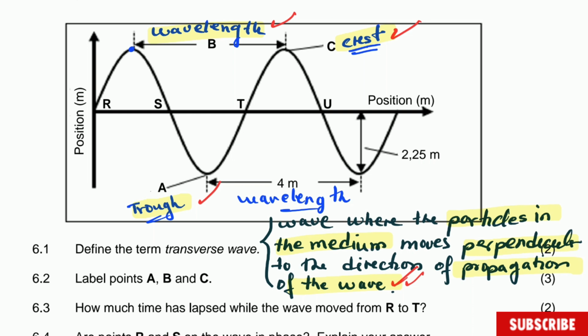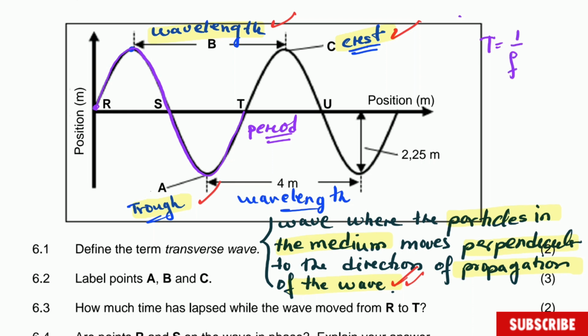Okay? How much time has elapsed while the wave moved from R to P? Now, R to P, you can see from the starting of the wave, from here to there. That is 1 wave, and that in terms of time will be the period. It will be the time for 1 wave. Okay? Now, how to calculate the time? You need to know the period in this case.